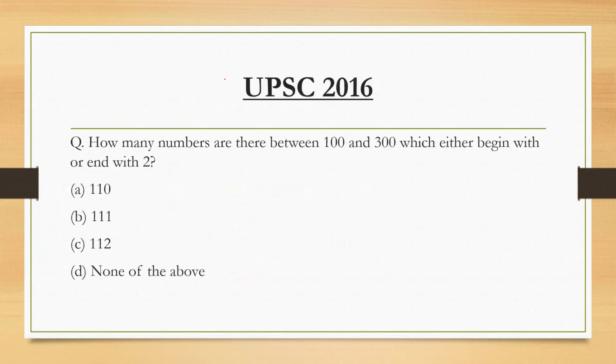Chalo, if this is clear, now try the UPSC question asked. This was asked in your UPSC 2016. The question is, how many numbers are there between 100 and 300, which either begin with or end with 2? Okay. So try solving this. It has to either begin with or end with 2. So how many such numbers are there?